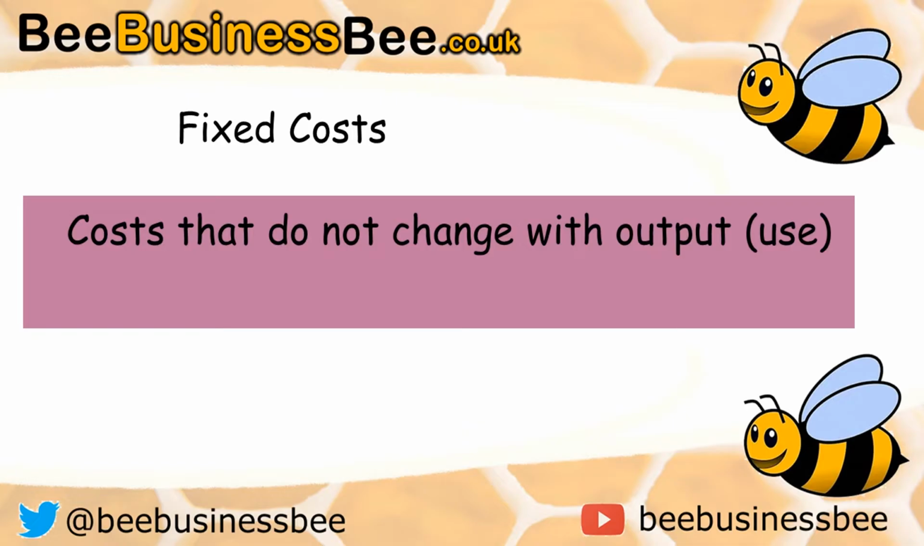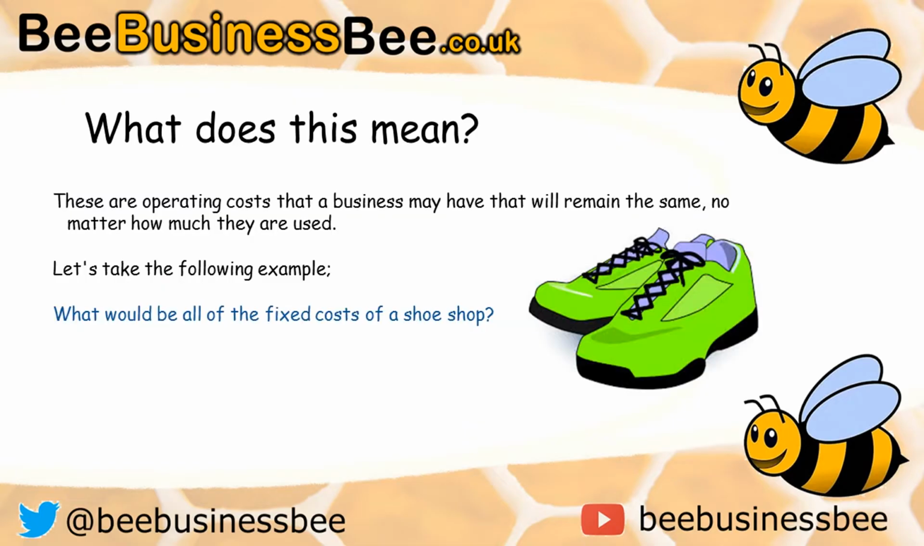Well, a fixed cost is a cost that does not change with output, and by output we mean use. So what does that actually mean? Well, these are operating costs that a business may have that will actually remain the same no matter how much they are used. So these are costs that it doesn't matter how many times you use them, you'll still pay the same amount of money out. That's why they're called a fixed cost.